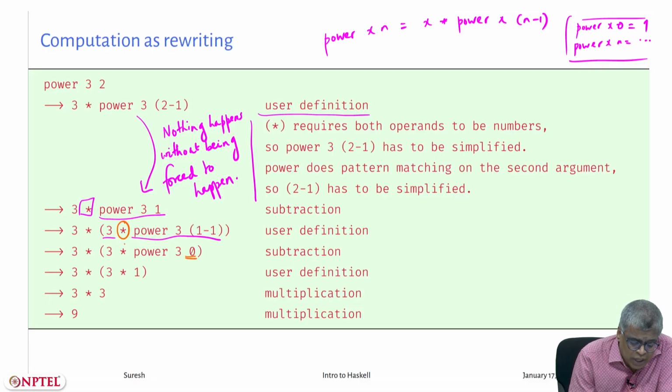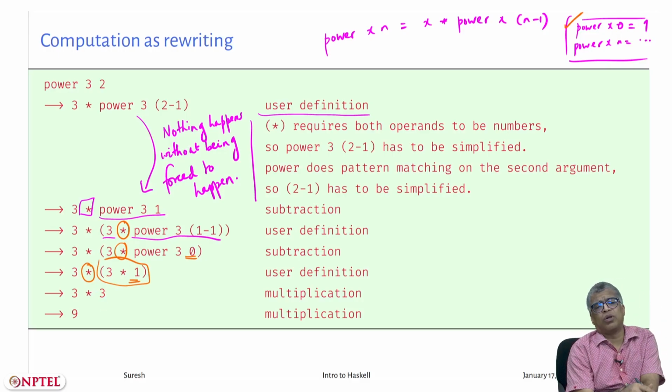At this point, once again, this star requires the right hand argument to be a number. So, you have to again simplify it, and for power 3 0 you apply the power x 0 equals 1 rule. So, power 3 0 becomes 1. So, 3 times 3 times 1. Once again, this outermost star requires the right argument to be a number, but that is not a number, that is an expression. So, you have to simplify this. Okay. So, that becomes 3 and the whole thing becomes 9.